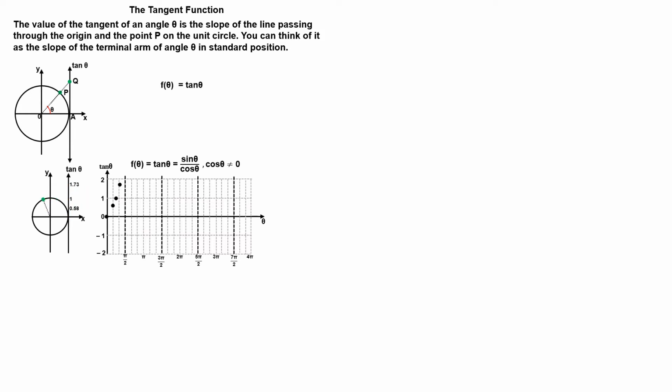The tangent of 2 pi over 3 is minus 1.73. At 3 pi over 4, it's minus 1. The tangent of 5 pi over 6 is minus 0.58. Then, back up to 0 by pi radians.